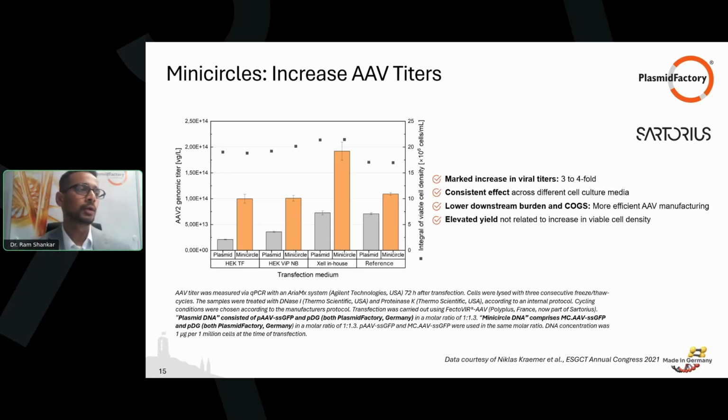And if you look at their own in-house medium, which has been optimized for AAV vector production, the third medium, the Excel in-house, you see that the best increase was seen, and this was as high as 4-fold higher vector genome titers compared to using plasmids.